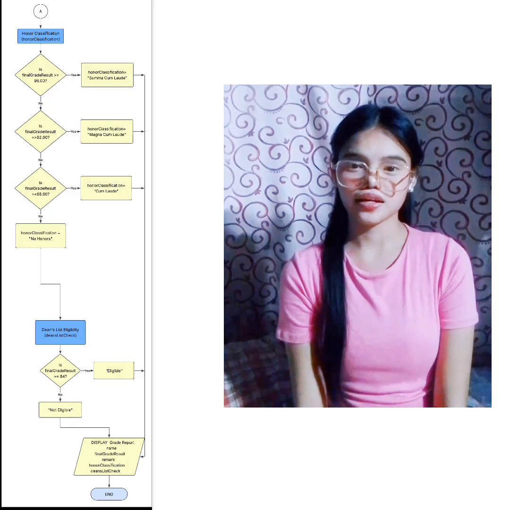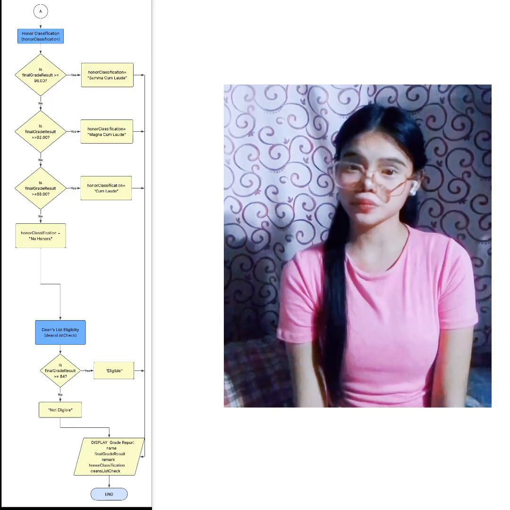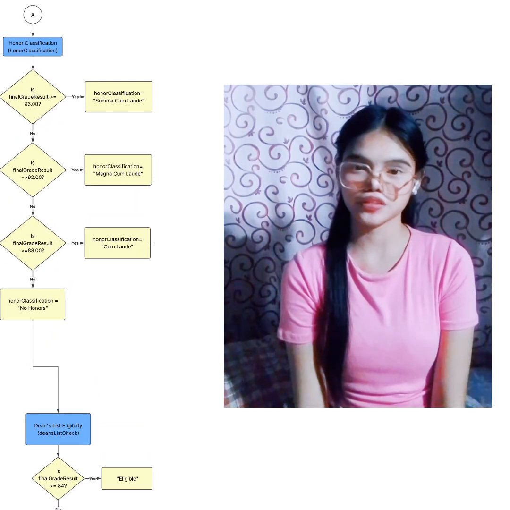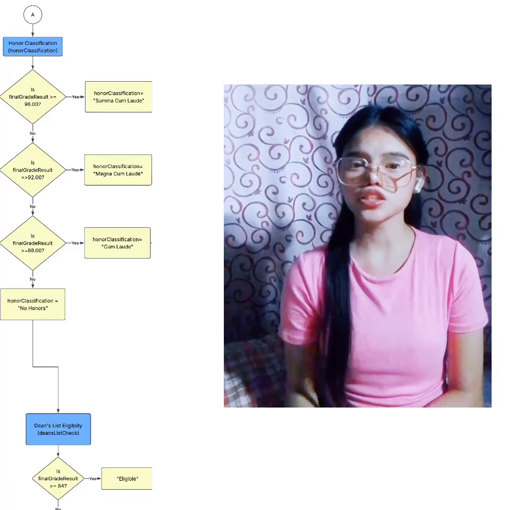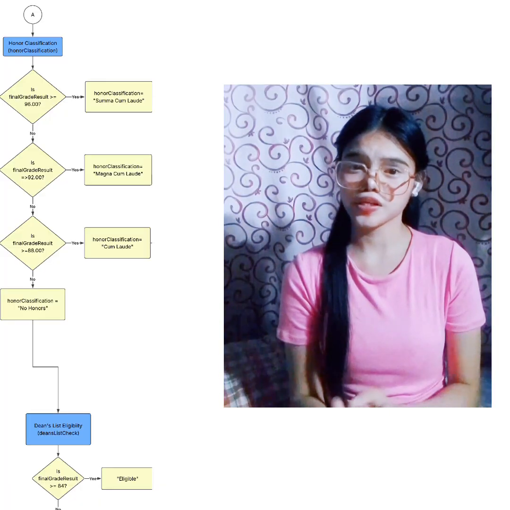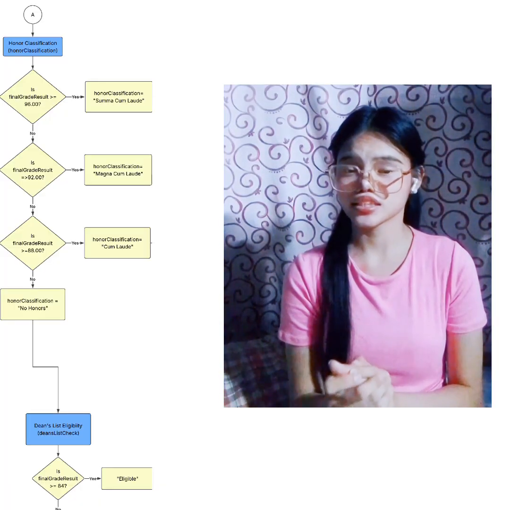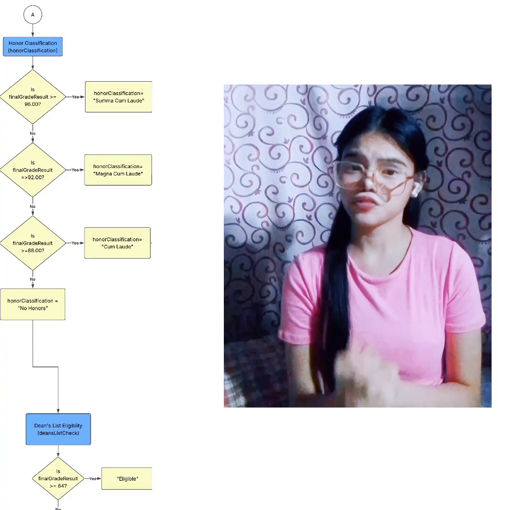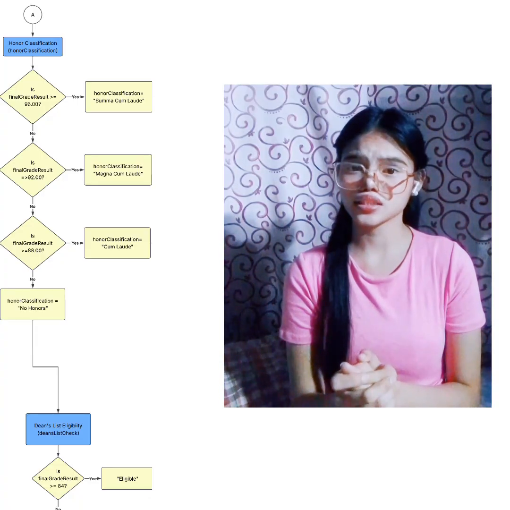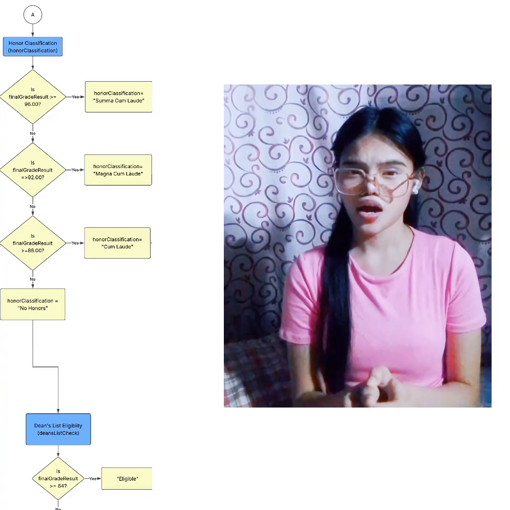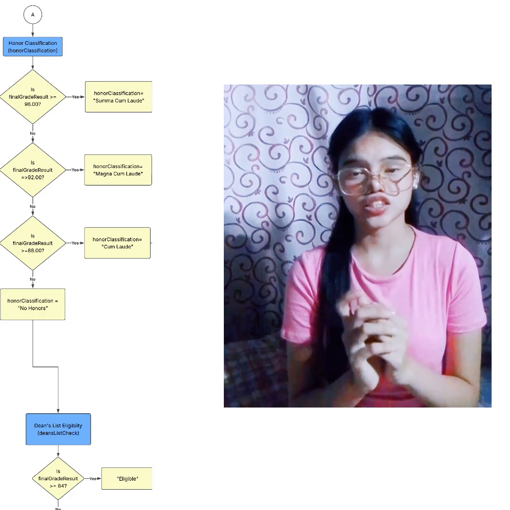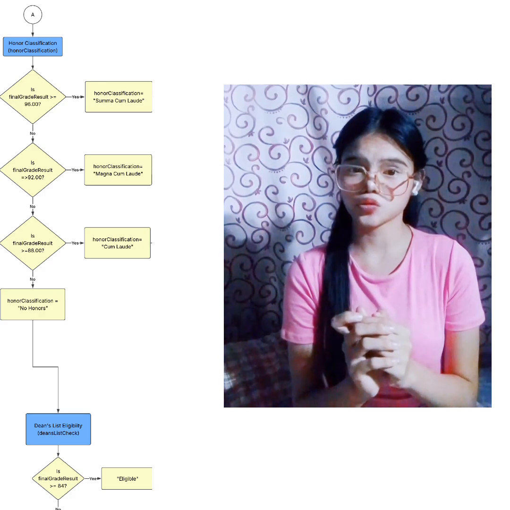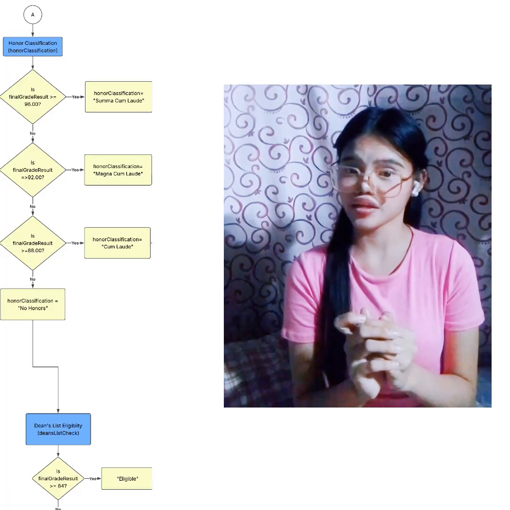For the right side, from connector A, the program proceeds to determine the student's honor classification based on the final grade results. The first condition checks whether the final grade is 96 or higher. If yes, the student is awarded summa cum laude, which is the highest academic honor. If the answer is no, the program checks whether the grade is 92 or higher.